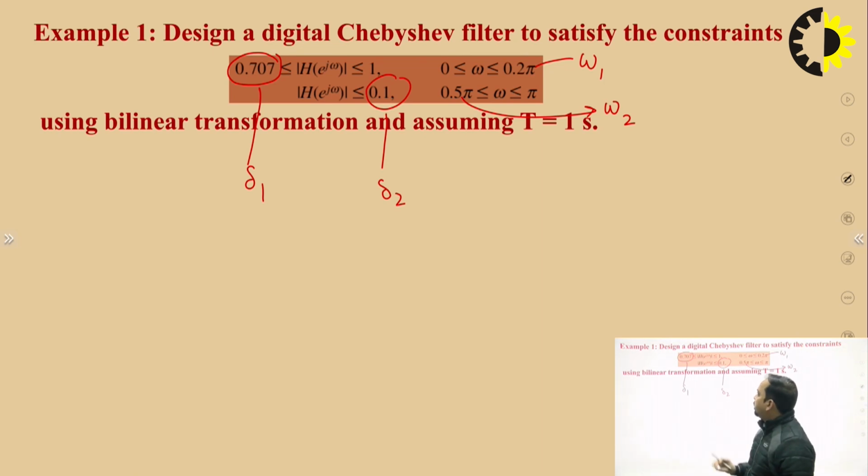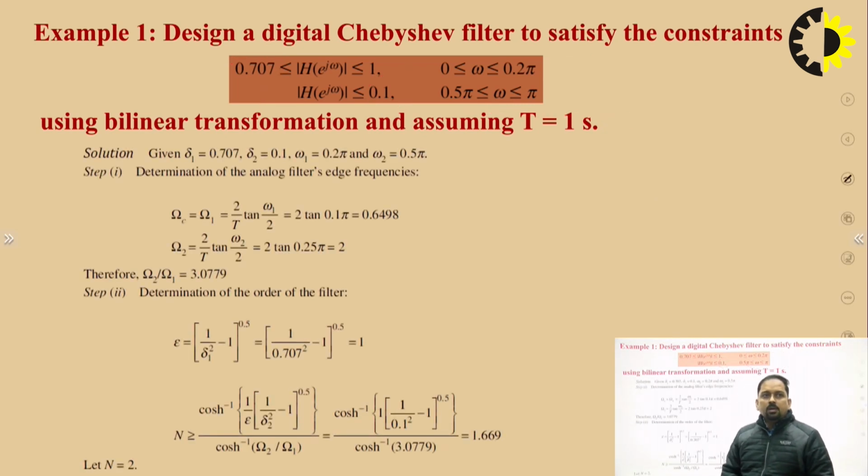Also, there is a quite important thing: the definition of the cutoff frequency is when the gain reaches 1 by root 2, which is around 0.707. So definitely this delta 1 corresponds to this particular attenuation, and we have the frequency 0.2 pi. This is equivalent to the cutoff frequency also, so it becomes a bit easier to solve for the cutoff frequency of the Chebyshev filter. So in the next step, we have delta 1 as 0.707.